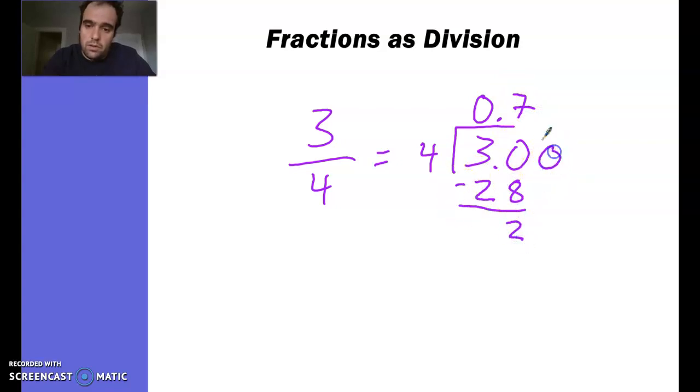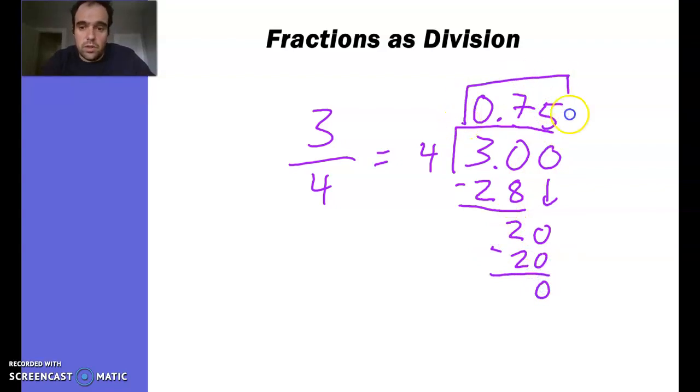2 leftovers, create another 0, drop it down. 4 goes into 20 5 times, nice and evenly, no stress. So 3/4 equals 0.75, which should be a good benchmark memorizing decimal for you. We'll add that to the list later.